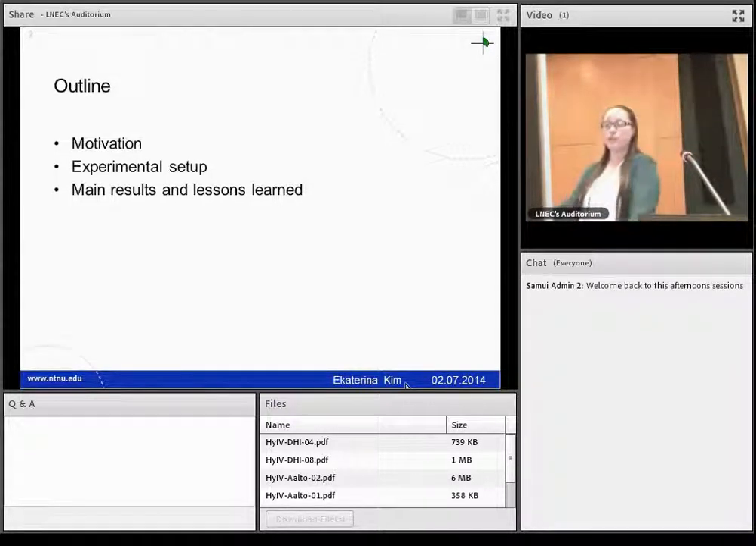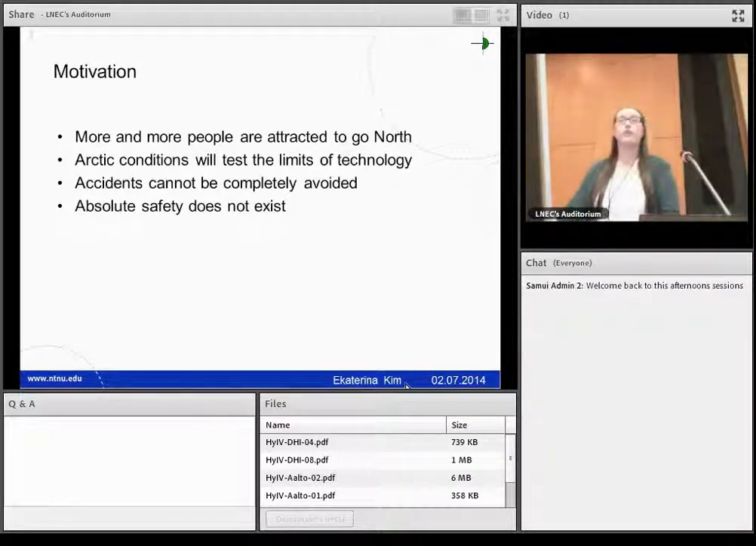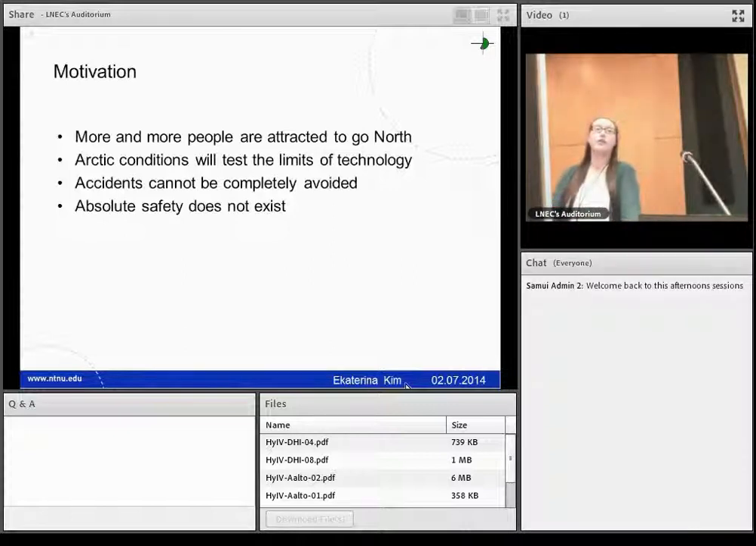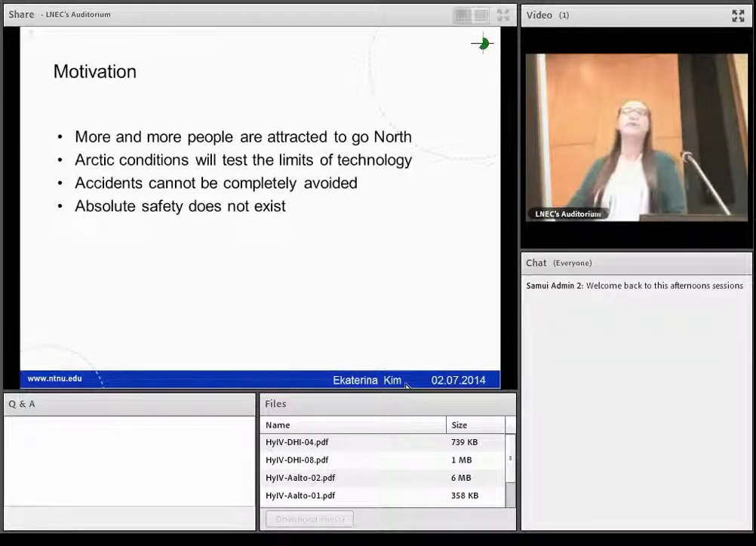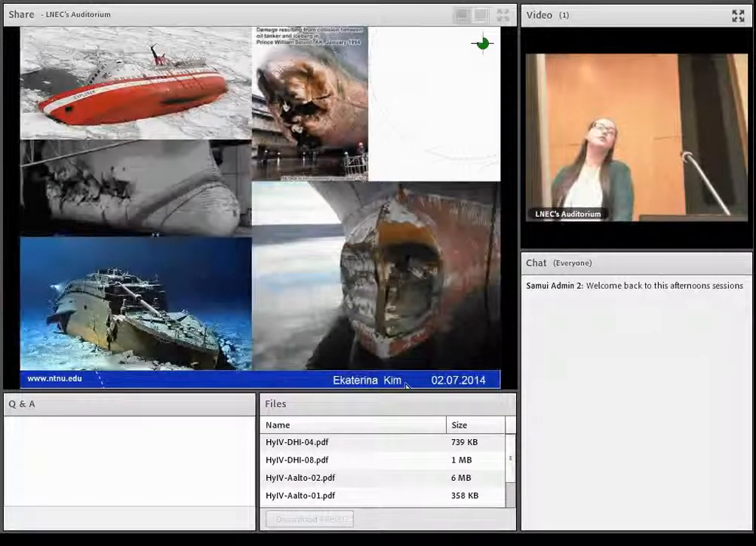First, I will start with the notion that we all now feel that more and more people are attracted to go north. We also feel that Arctic conditions will test the limits of the technology, and accidents cannot be completely avoided, and absolute safety doesn't exist. So can we avoid collisions in future? History shows that collisions were occurring and still occur.